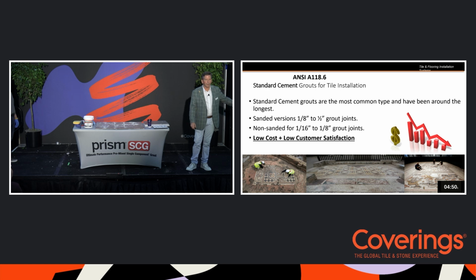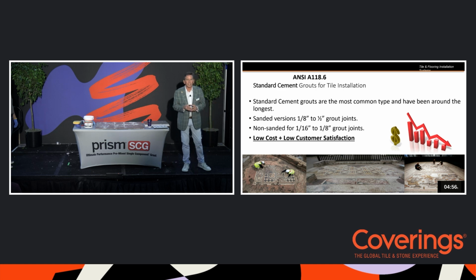This is kind of important to a degree. Sanded for 1/8 to 5/8, and then unsanded or non-sanded for anything smaller. That means it has no aggregate, no sand in it. So these are low-cost solutions, right? They don't cost very much, but the expectation is very low.